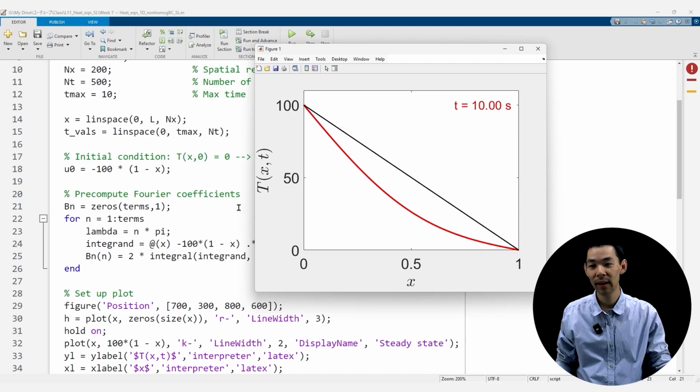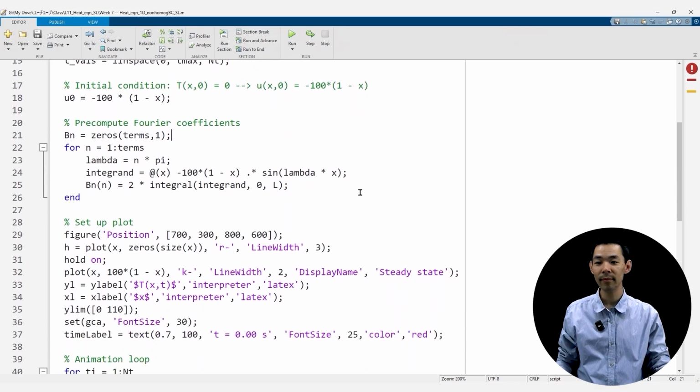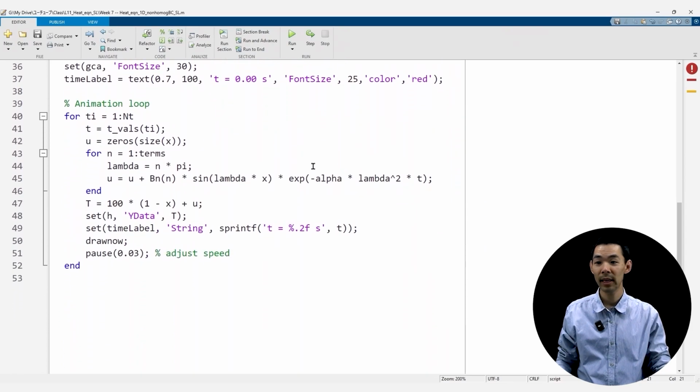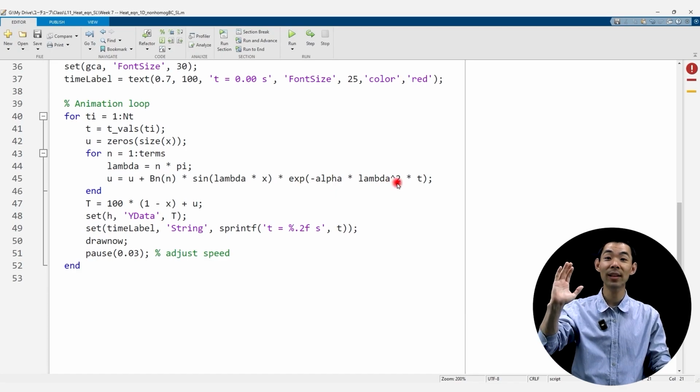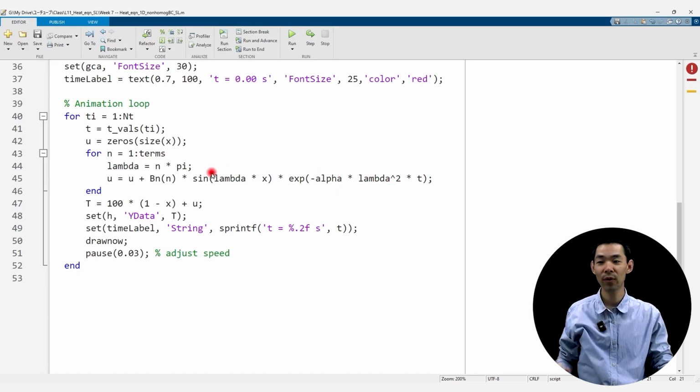Now, let me just play this video again, and I'll scroll down a little bit so you can see exactly how I implemented the time part. You can see that I'm adding each of these coefficients with sine lambda x times the exponential part, so exactly translating what we have on the board over to code. And we're just doing a loop in time from 1 to number of times, nt, and just updating that plot on every time loop. Let me just play that again.